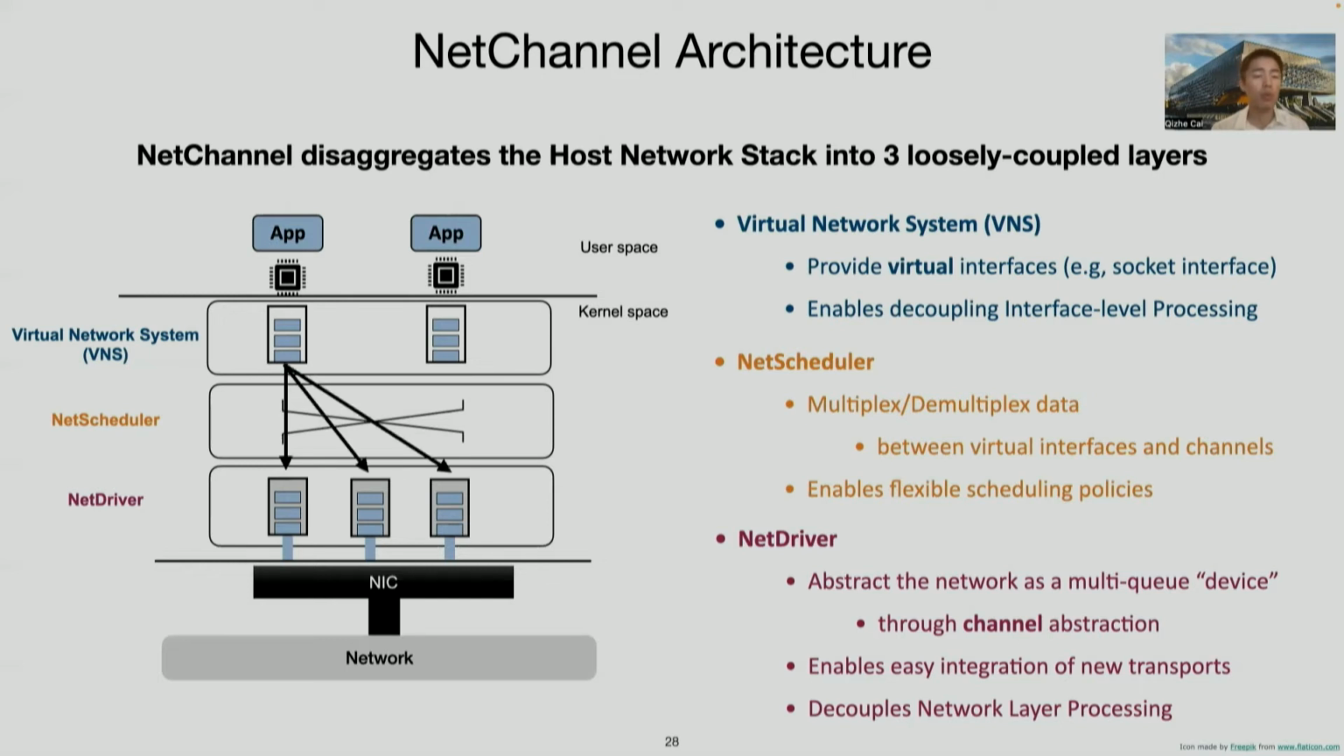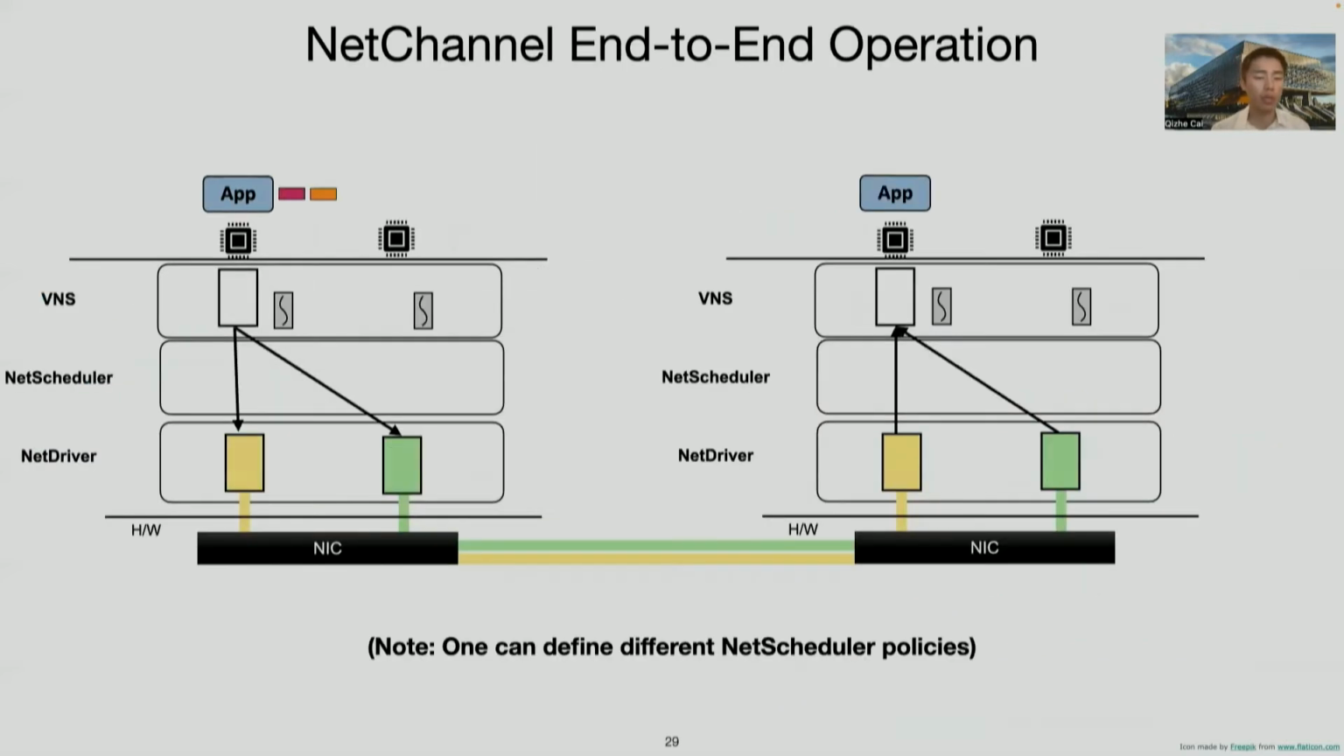For example, data from a single virtual socket can be multiplexed across multiple channels. Also, a single channel can be shared by multiple virtual sockets. The NetScheduler framework allows implementing flexible scheduling policy to control the mapping. This concludes the end-to-end architecture of NetChannel.